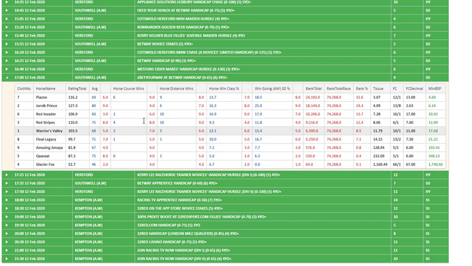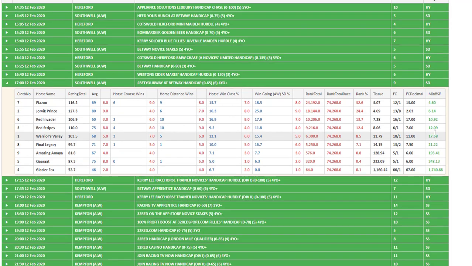If you can be reasonably accurate with your selection of form and speed criteria, and back only horses where you get the minimum BSP, you will guarantee yourself value betting.